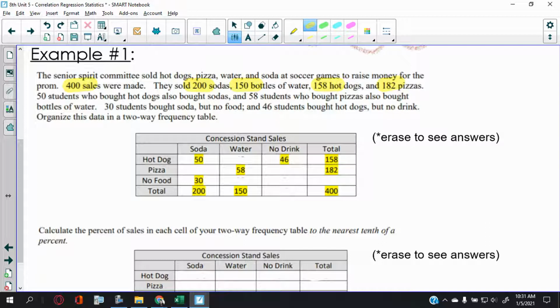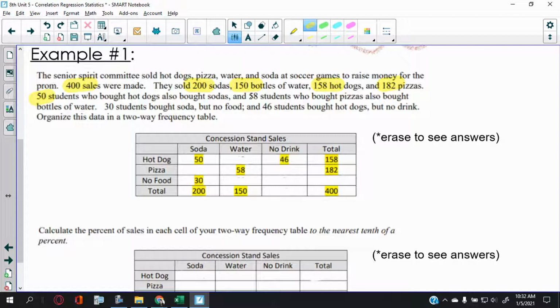By the way, one of the things I want to emphasize is it's more about knowing how to read a table than constructing a table from scratch. Even if they were to ask you to construct a table, some of these numbers are filled in already. 50 students who bought hot dogs also bought soda. So you see why the 50 is here, right? Hot dog and soda, where they intersect, there's 50 of them. So you see why these tables are super useful.